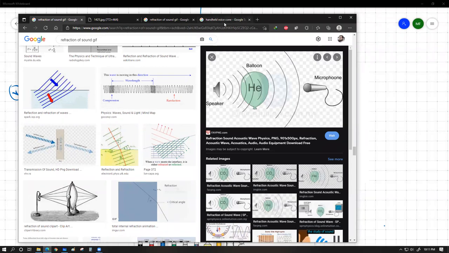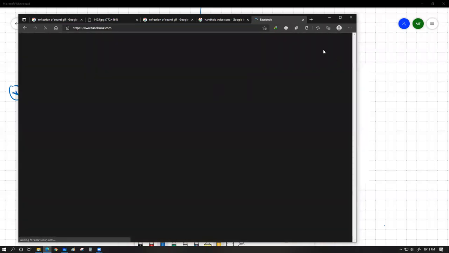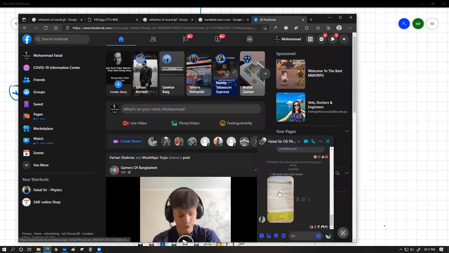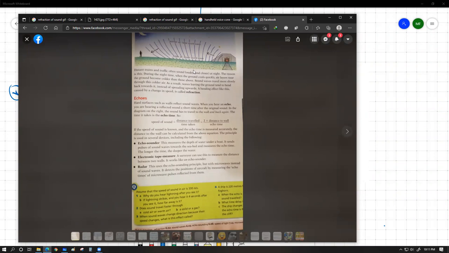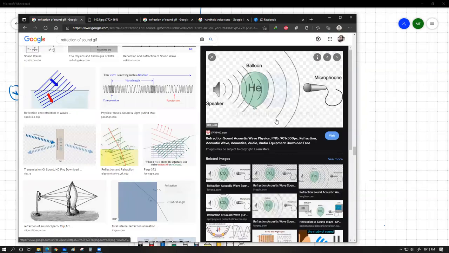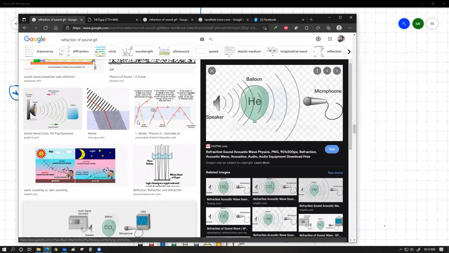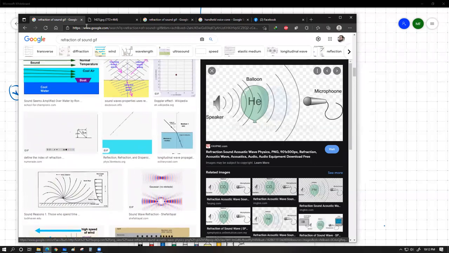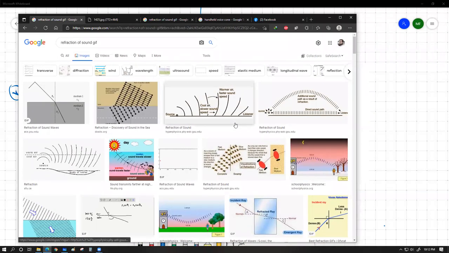And another practical example. So let's have a look on the messenger. Yeah, exactly. So this is also one of the examples for how the reflection of sound can actually work. I'll explain what is happening over here. Yeah, Nohan, thank you very much. This is the thing that I was looking for, which is also explained with the presence of a water body right over here. I came across this figure, then I went forward. Where is that water body figure? Refraction of sound. Let's close this. Not diffraction.